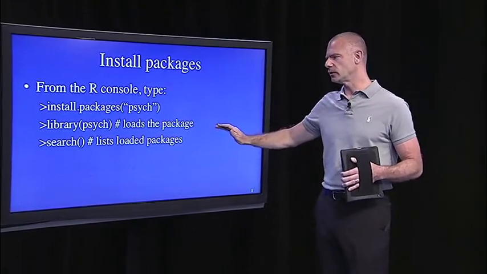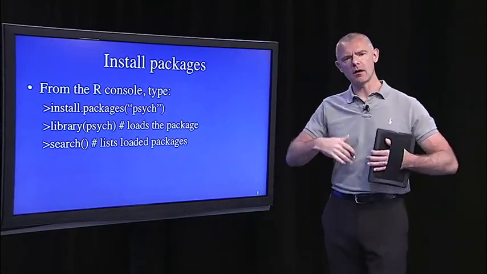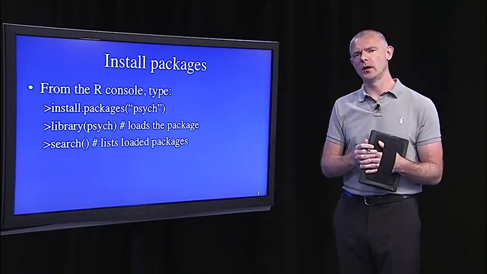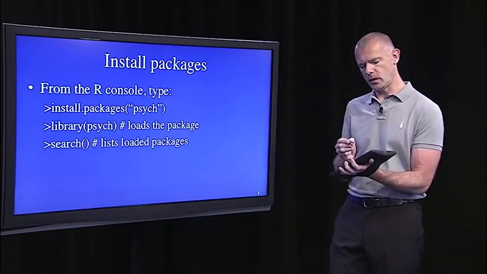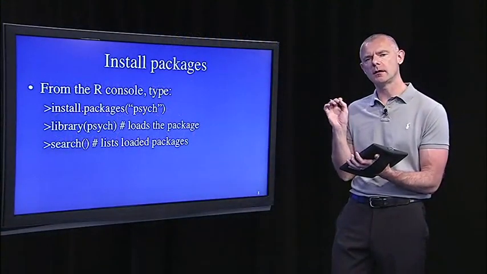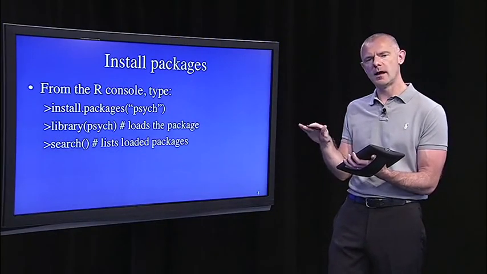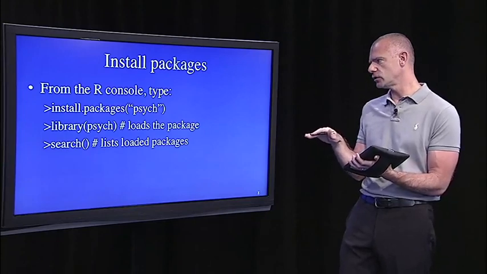But to install a package, you can do this right from the R console. The R console is what you see when you open up the R software. And the R prompt is this little symbol that looks like a greater than sign. That's the R prompt in the R console. To install the psych package, just type that first line. install.packages, open parentheses, quote, psych, close quote, close parentheses. Then you'll install the package.